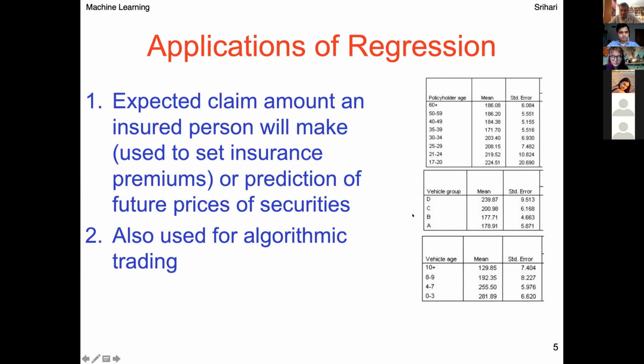And the insurance premium is going to depend also on the vehicle age. If it is brand new, 0 to 3, it is $281. 4 to 7-year-old is $255. 8 to 9 years old, $192. So an older car is cheaper to replace.